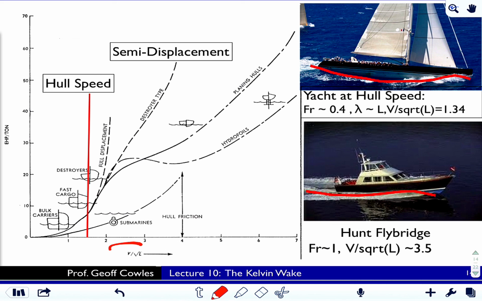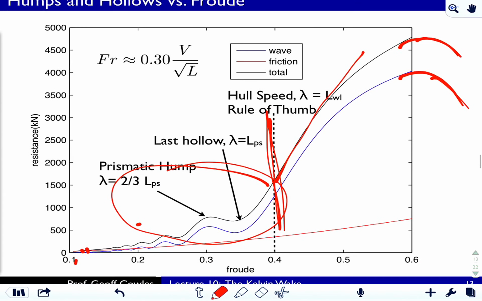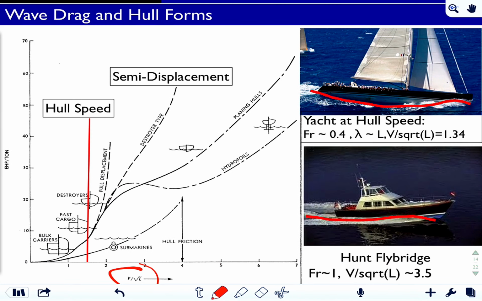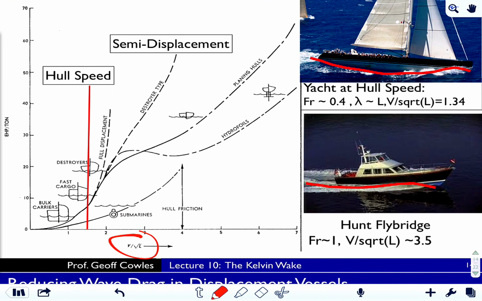So if we look at V over root L, and again, the relationship between V over root L and Froude number, you can calculate pretty easily. Just be careful that the units of V over root L are knots over square root of feet, and Froude is a dimensionless number, so always use the same units. For example, meters per second, and meters per second squared for gravity, and meters for length. This is the connection between them. So you have hull speed here. This is in more common naval architecture lingo, speed to length ratios.